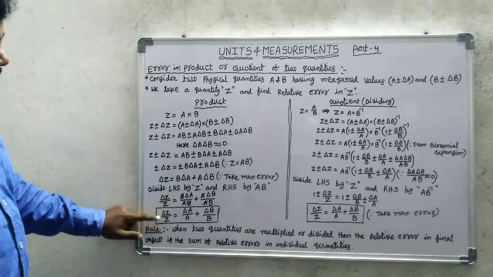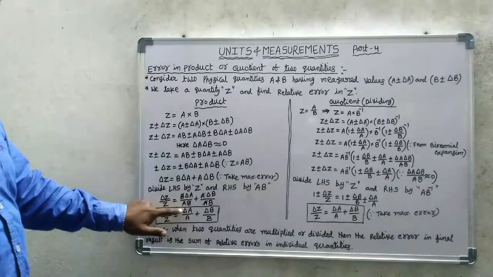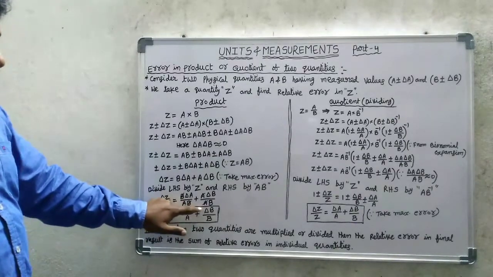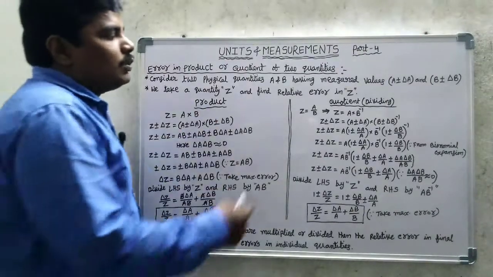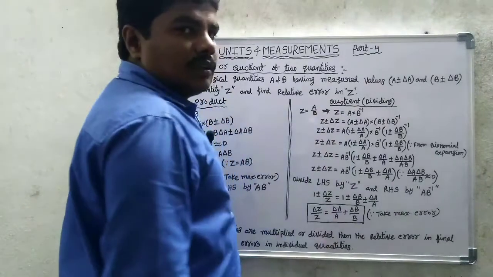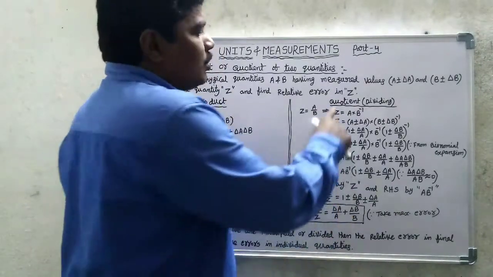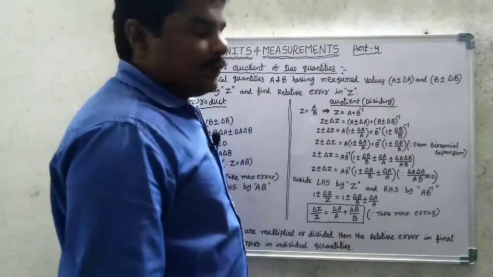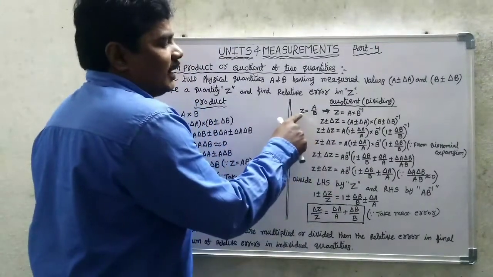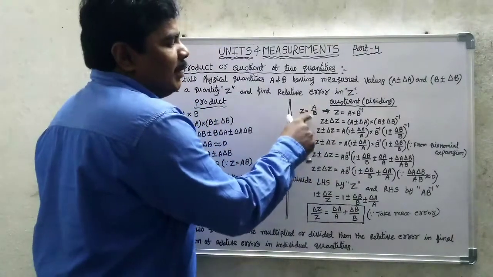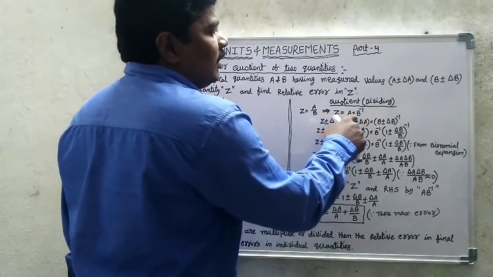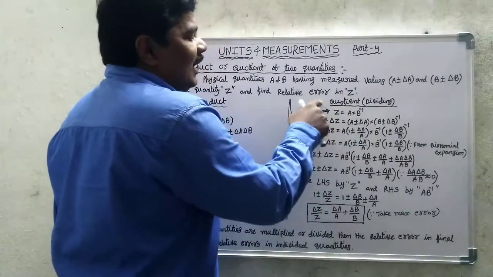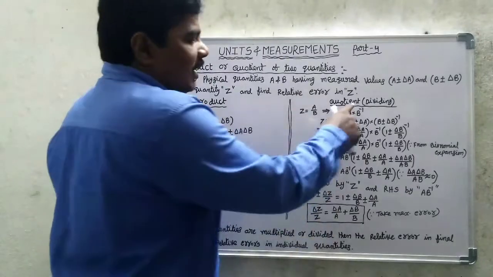So delta Z by Z is equal to delta A by A plus delta B by B. Now we go to quotient of two quantities. Quotient means dividing. So we select Z as A by B. That can be written as Z is equal to A into B inverse.